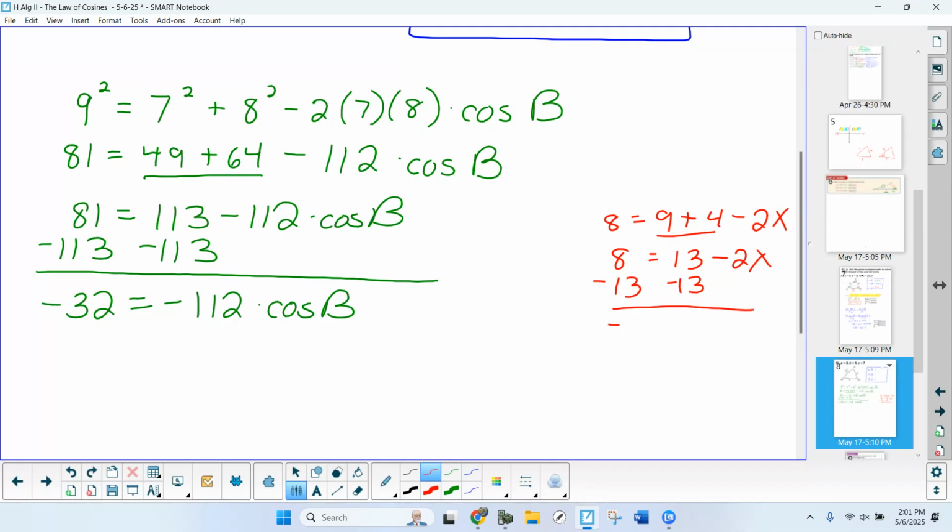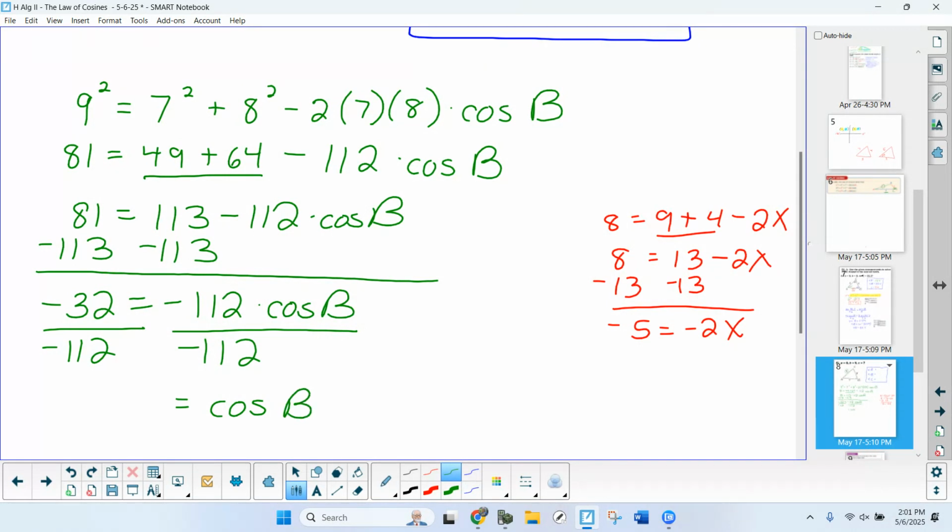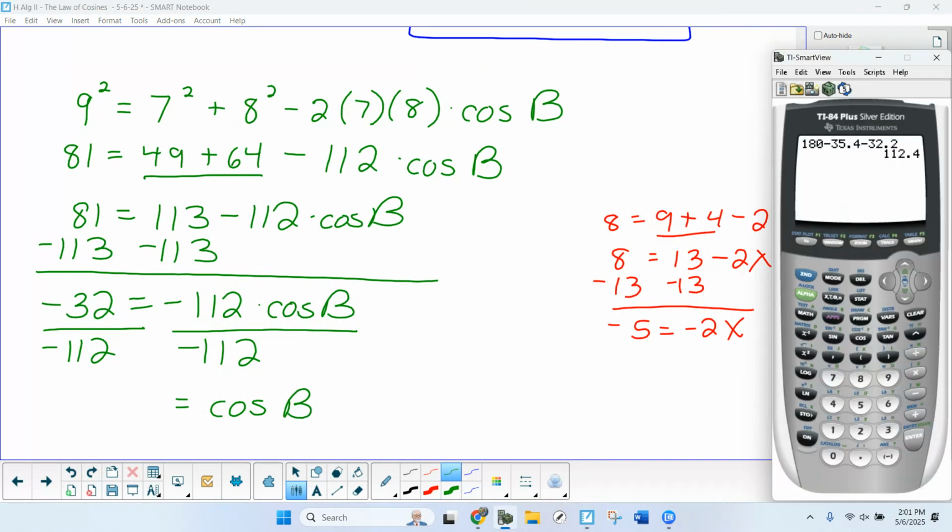Okay, it's kind of like having negative 5 equals negative 2x. What do you do now? Divide by what? Negative 112. So now I have the cosine of B equals, so now I'm going to grab my calculator and do negative 32 divided by negative 112. And when I do, I get 0.2857.